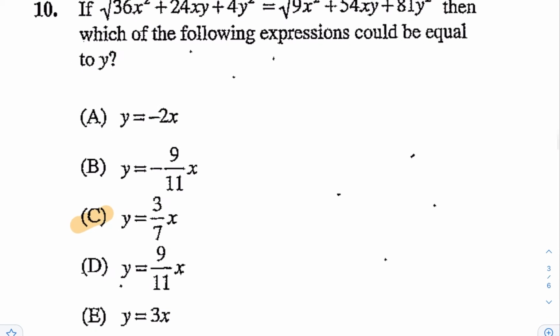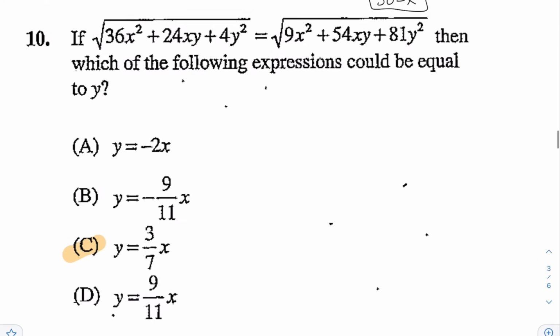All right, next from number 10, if the square root of 36x squared plus 24xy plus 4y squared is equal to the square root of 9x squared plus 54xy plus 81y squared, then which of the following expressions could be equal to y? All right, so here you have 2 giant square roots. Let's get rid of them. You can do that by squaring both sides.